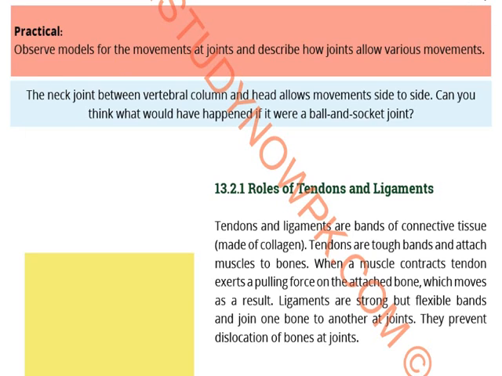The neck joint between the vertebral column and the head allows movement from side to side. The vertebral column and the head contain a hinge joint, and they can move from one plane to the other only. If there were other kinds of joints there, for example ball and socket joints, the head could rotate 180 degrees, and the vertebral column also, which is not proper according to the structure of humans.